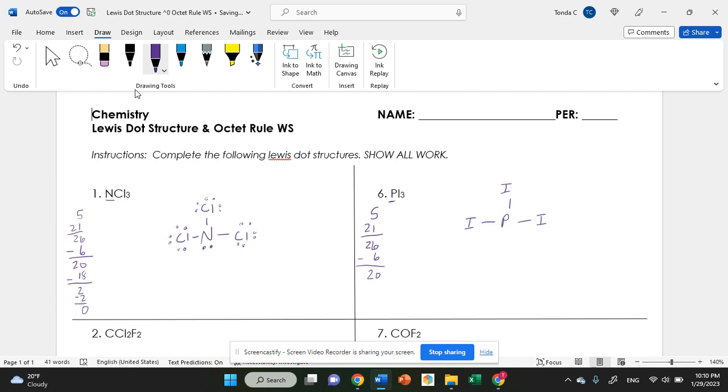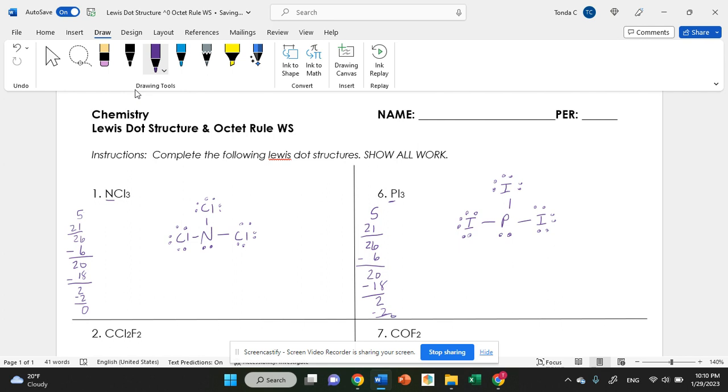Next up is you have to make the outside happy first. So note that iodine's not happy because it only has 2 electrons. So I'm going to put 6 more dots around it to make 8. That uses 18, and that leaves me 2. Once I make the outside happy, I put the remaining dots on the middle, which is phosphorus. Then you make sure everybody's happy, and it is.